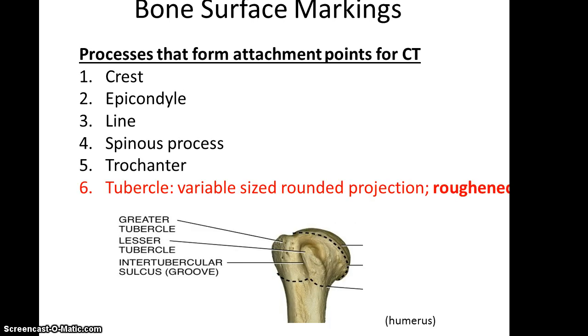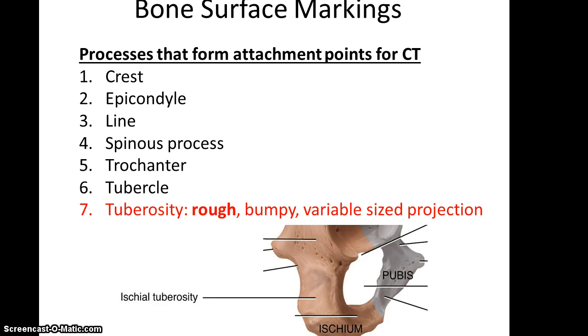And then there's the tubercle, which is a variably sized rounded projection that's also rough. Now I know you're going to ask, how do you tell the difference between a trochanter and a tubercle? Well, that's a great question. My advice is you just have to learn which one's which. And so in this picture of the proximal end of a humerus, you see that there are actually two tubercles. You have the greater tubercle and the lesser tubercle, and in between them is that intertubercular sulcus. Oh yeah, names start to make a little sense.